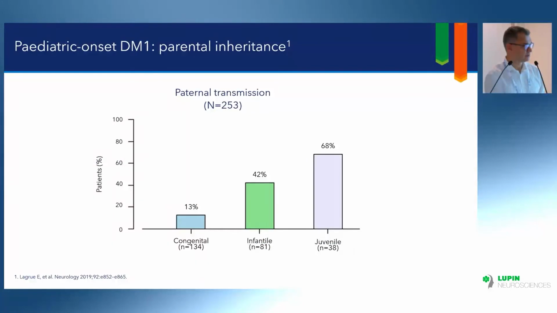What about the inheritance and the transmission? It is known that the congenital form was said to be of maternal inheritance. In fact, we showed that paternal transmission is represented even in the childhood form. So be careful when you have a male with CTG expansion. This can lead in the next generation to a very severe childhood form.